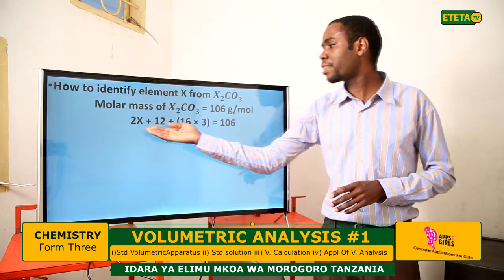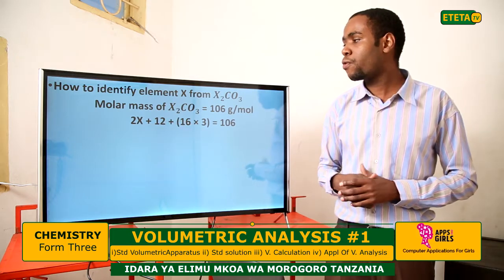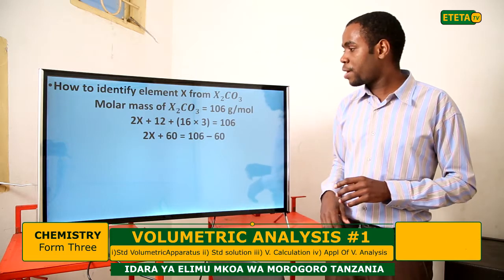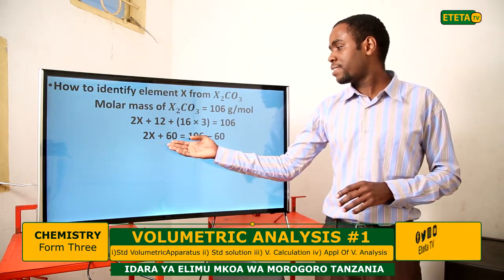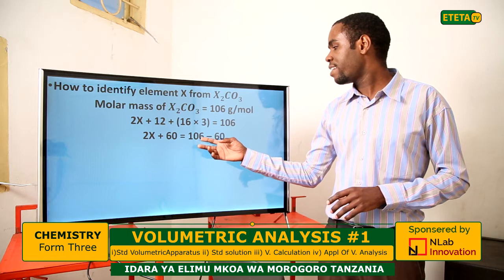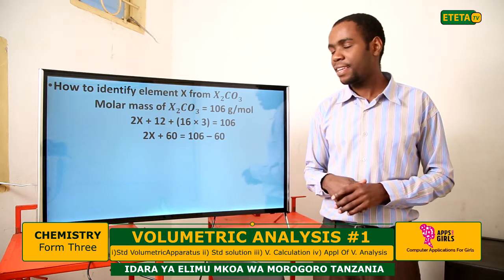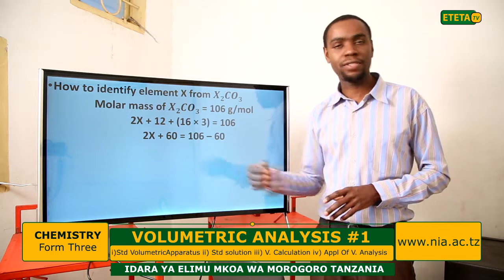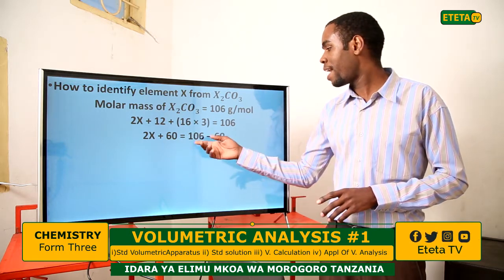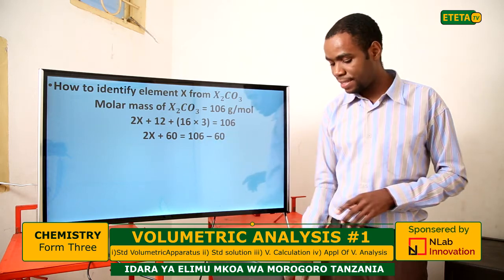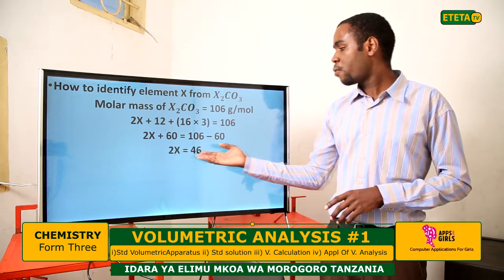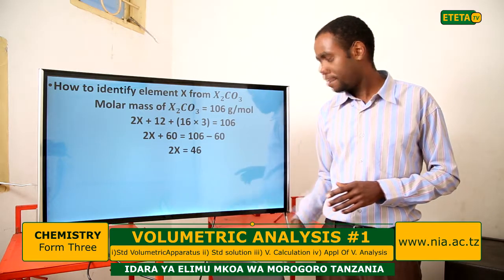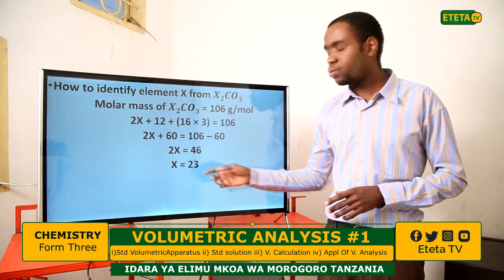Now here, it's a matter of calculating the value of X. To calculate the value of X, 2X plus 60 is equal to 106. If this 60 comes to the right side, it will be minus because here it is positive. So it will be 106 minus 60. Now, 2X will be equal to 46. We divide by 2 on both sides, and X will be equal to 23.